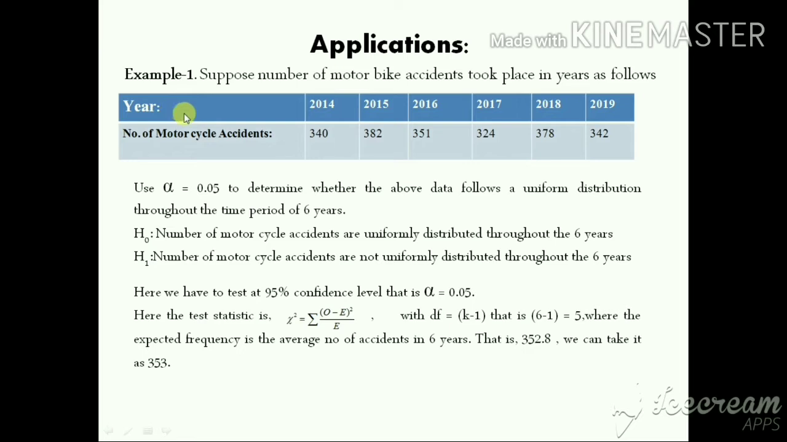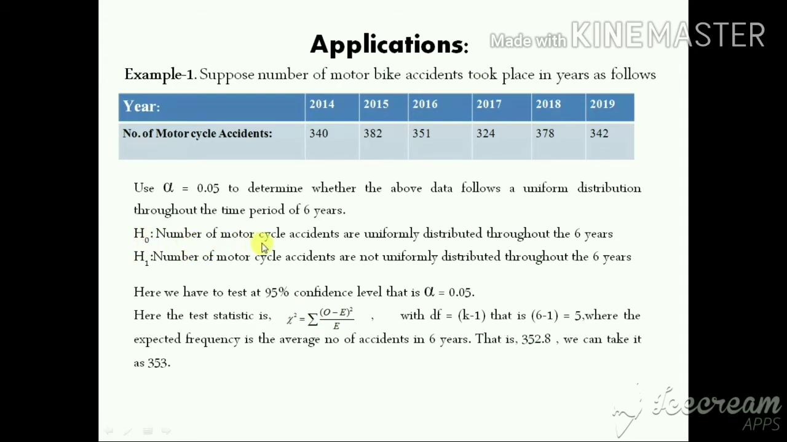The example is given in this way: in the first row it is given year, and in the second row it is given the number of motorcycle accidents that took place in a particular state, or maybe in a country, in a particular place. And we have to test whether the above data follows a uniform distribution throughout the time period. So we have to investigate this with respect to alpha equals 0.05, that means a 5% level of significance.